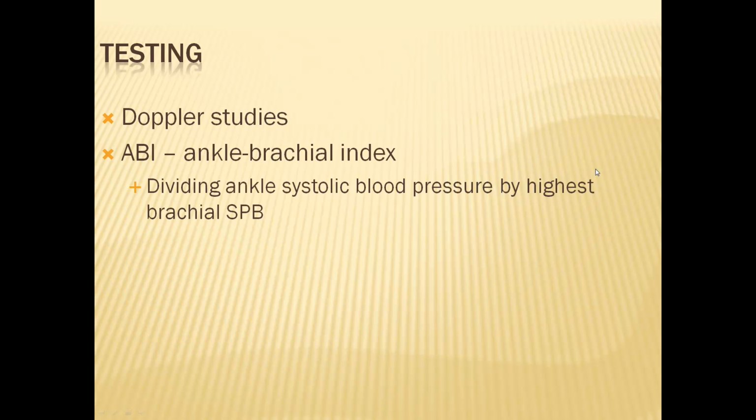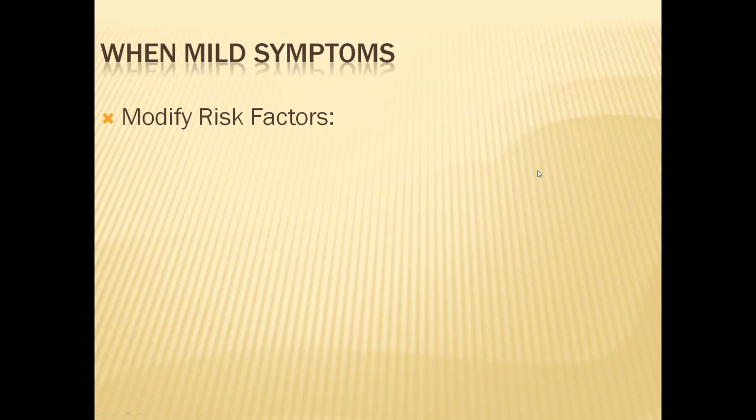So testing, we can do Doppler testing to see the blood flow of the arteries. We can do an ABI, ankle brachial index. That is a good way to find out if you have arterial disease in your extremities. So when you have mild symptoms, you need to modify your risk factors. Risk factors are just the same as if you have coronary disease. What are your modifiable risk factors? Think of those.